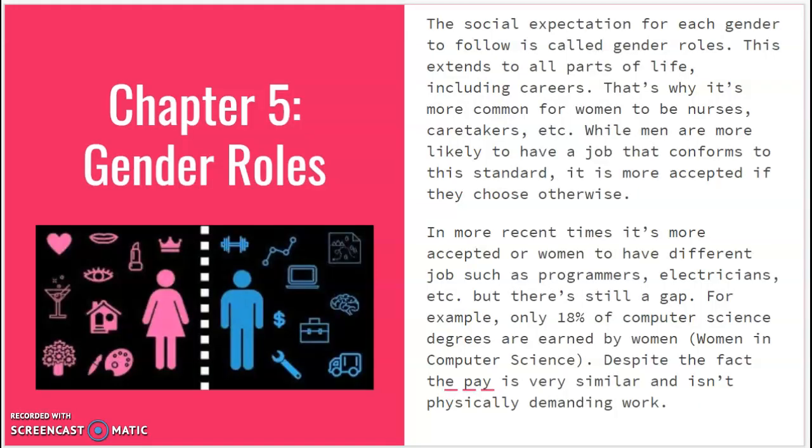Alright, so chapter 5, gender roles. This affects daily life. Society has this expectation to follow certain rules to an extent. You see every day, guys don't normally wear dresses, girls don't usually have physically demanding jobs like working the trades. You don't see that many women there. And yeah, it's in everyday life, even if you don't realize it.